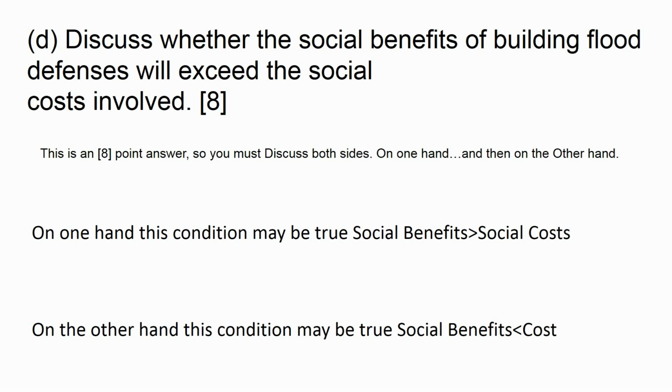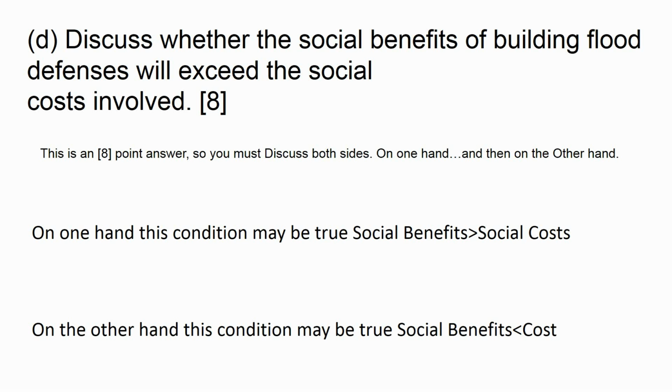All right. My favorite question on this paper is: discuss whether the social benefits of building flood defenses exceed the social cost. This is an 8 point answer, and they use the word discuss. So you're expected to discuss both sides, meaning on one hand, you say we should, and on the other hand, we should not. So in this case, discuss whether social benefits of building flood defenses exceed the social cost involved.